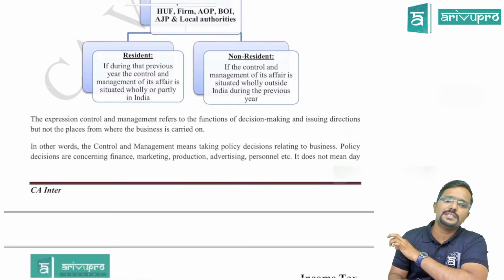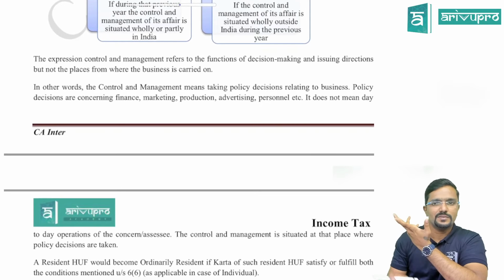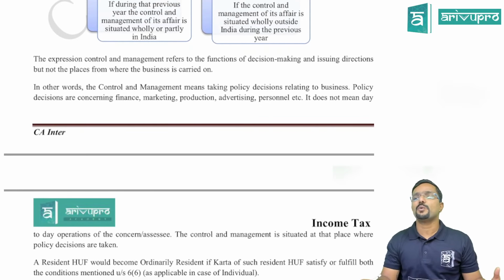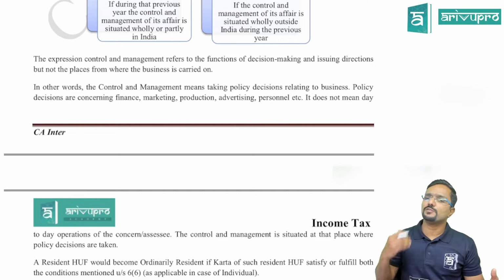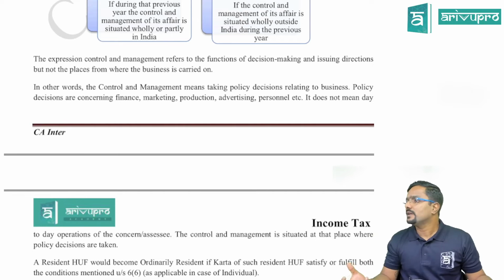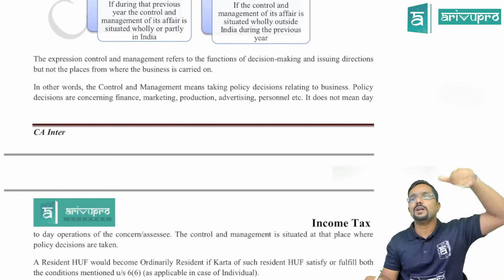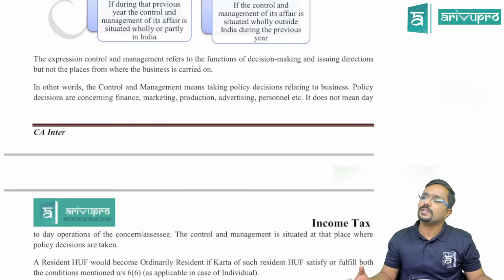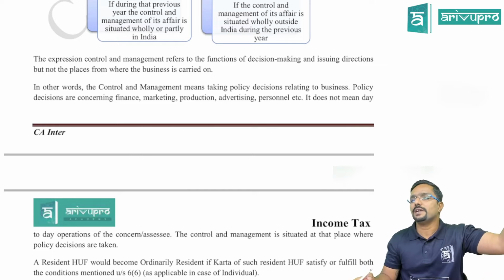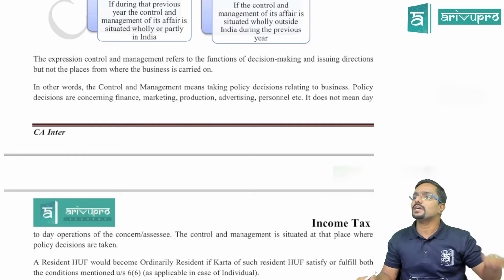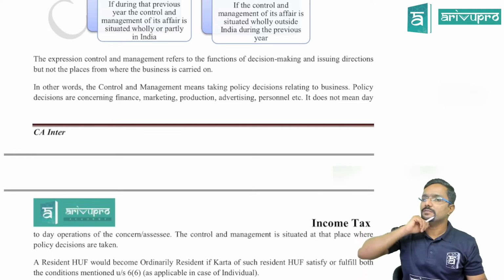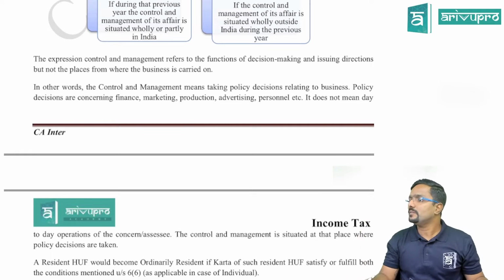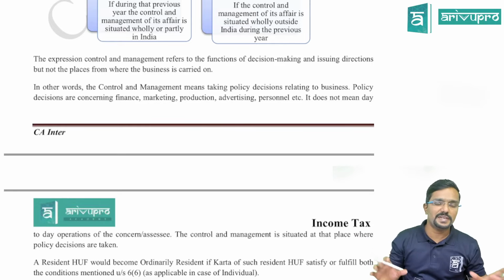Okay, sir, can it change from year to year? Yes, it can change. For example, in previous year 22-23, with respect to HUF, assume all the decisions were taken in India, it becomes resident. Next year, all the decisions are taken outside India. So in that case, because Karta, assume, is settled outside India in the next year, he has taken all the decisions somewhere in Dubai. So in that case, the HUF will become non-resident. It is a possibility I am telling.